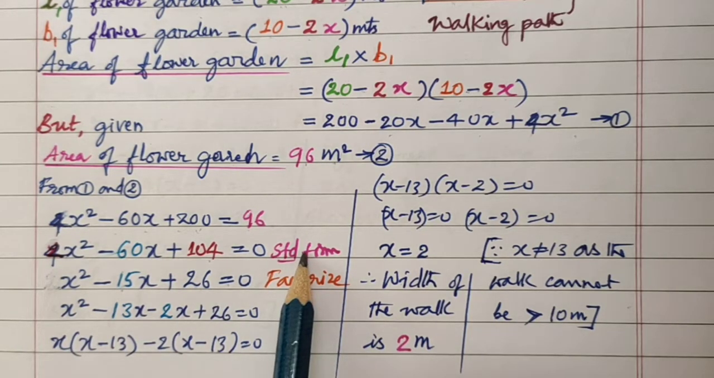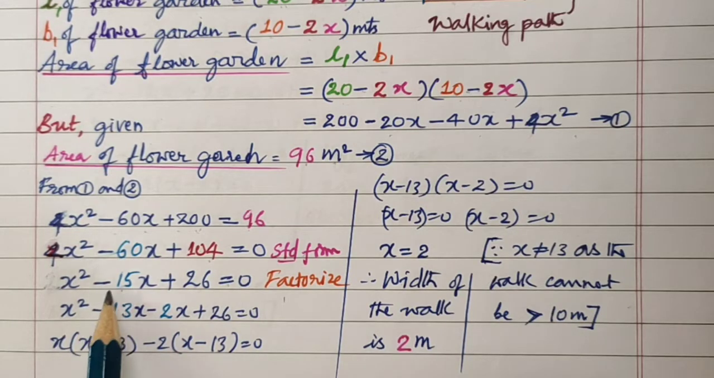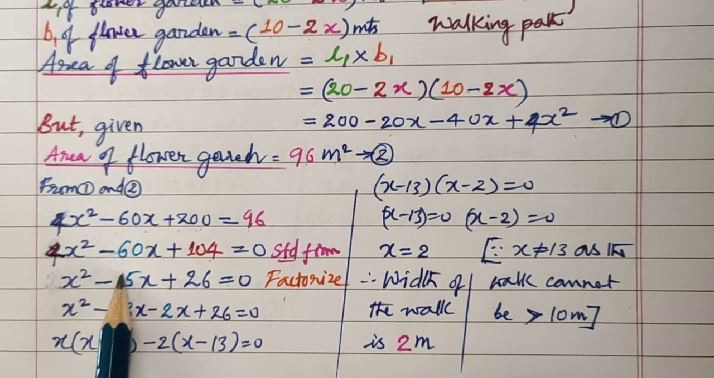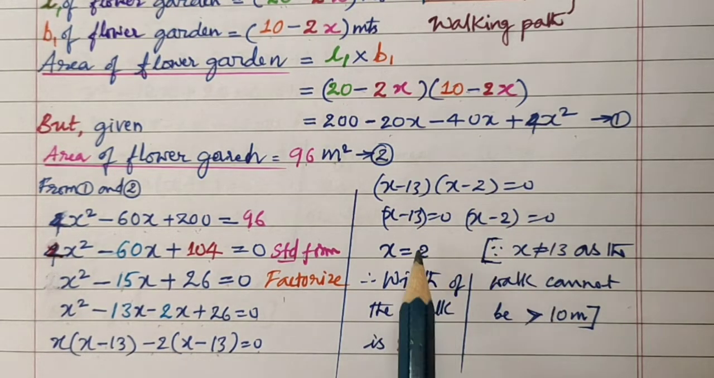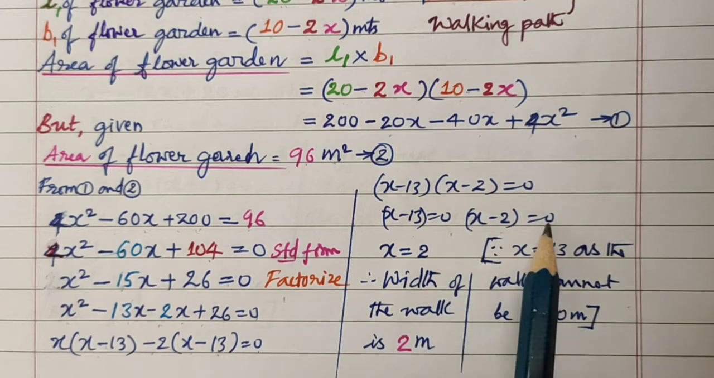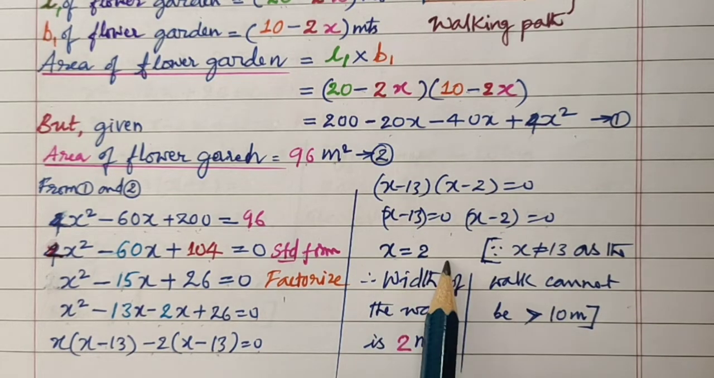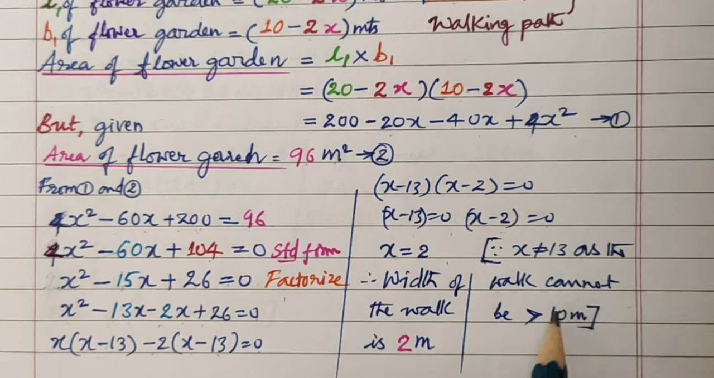Once you get the standard form of the quadratic equation, you factorize. You split the 15x in such a way that when you multiply you get 26: x square minus 13x minus 2x plus 26 equal to 0. x minus 13 is common: x minus 13 times x minus 2 is 0. Equate x minus 13 and x minus 2 to 0. x minus 13 is equal to 0, x minus 2 is equal to 0. x is equal to 2. You cannot have a walk path which is greater than the garden's dimension. That's why we are neglecting 13. Then x is equal to 2. Therefore, the width of the walk path is 2 meters.